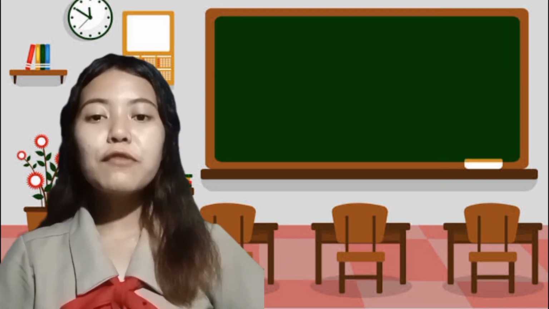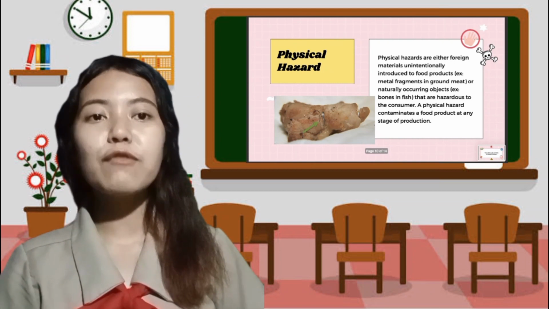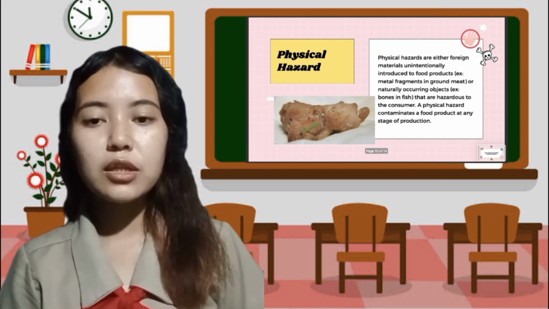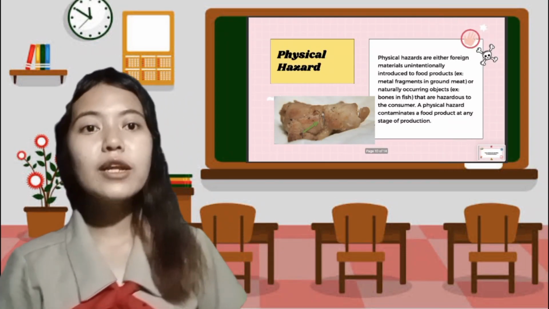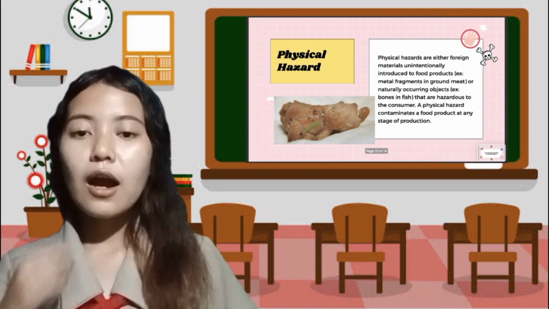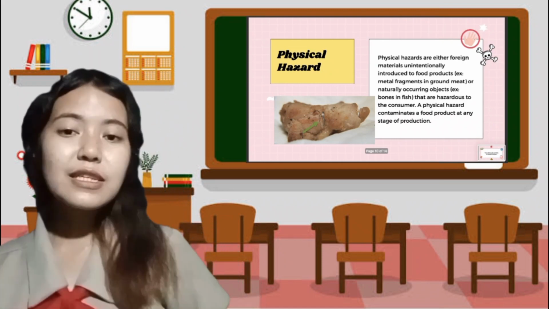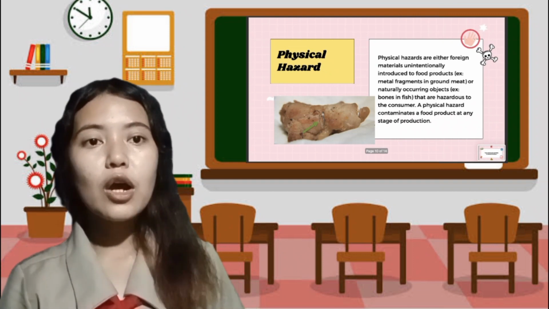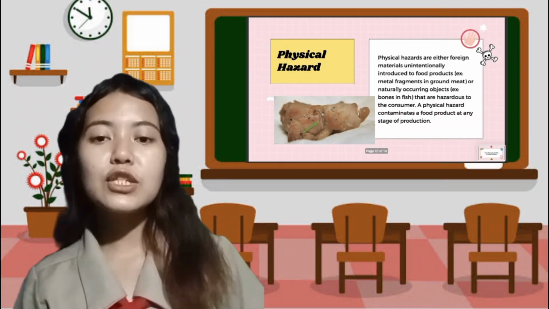So the first hazard is physical hazard. So physical hazards are either foreign materials unintentionally introduced to food products, for example, metal fragments in ground meat, or naturally occurring objects like fish bone. So these physical hazards are very hazardous to the consumer. So physical hazard contaminates a food product at any stage of production.